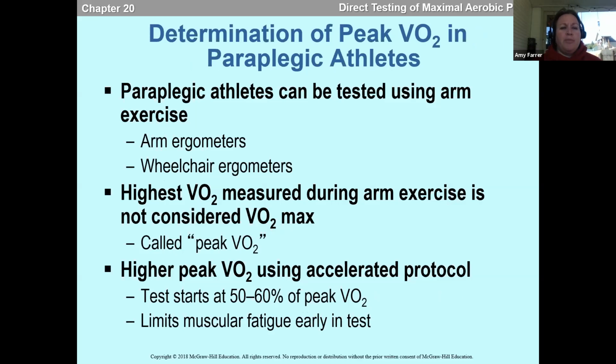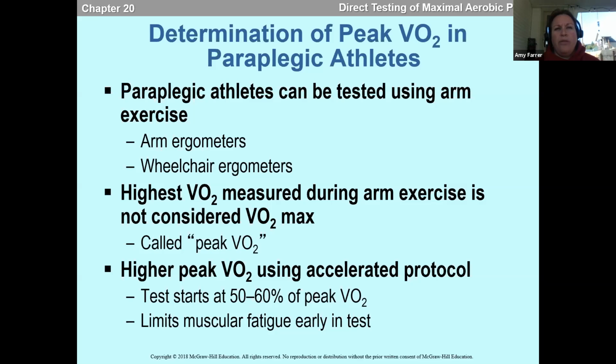If we're looking at a paraplegic athlete and we have to test them with arm exercises, we can look at wheelchair ergometers, we can look at arm ergometers. We know that arms versus legs is not ideal. So the highest VO2 with arm exercise is always going to be considered your peak VO2 and not a max rate. Okay, so just make sure terminology-wise you understand that if we tested arms, we can only test for a peak VO2. A higher peak VO2 uses an accelerated protocol.